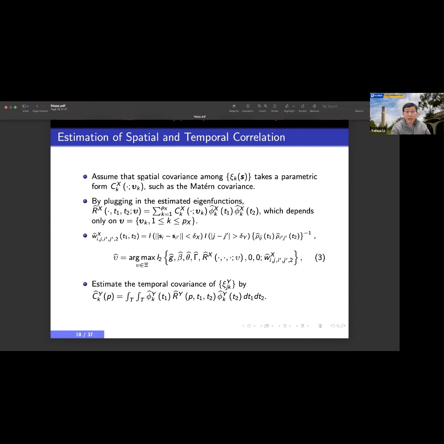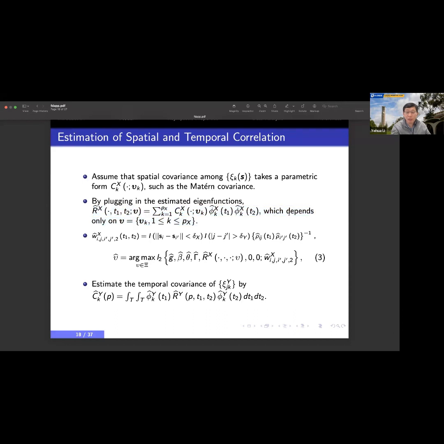Now, we also have to estimate the spatial covariance among the principal component scores of the X process. We're going to model them using Matern covariance, so they're registered by some unknown coefficients, unknown parameters. So now, by plugging the estimated eigenfunctions in, the three-dimensional covariance function for the X process can be written in this way.